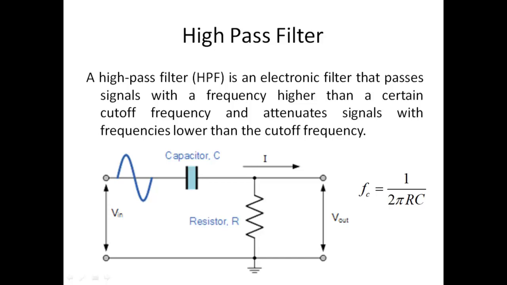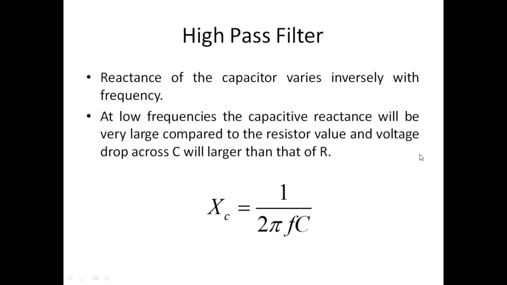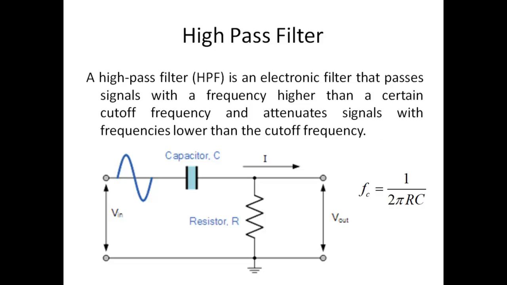So a high pass filter is an electronic filter that passes the signals with a frequency higher than a certain cutoff frequency and attenuates the signals with frequencies lower than that. Okay, so over here, in the earlier class we had studied that the reactance of the capacitor is inversely proportional to the frequency of the input signal. So if the frequency is high, the reactance will be low. If the frequency is low, the reactance will be high. That means in this particular circuit, for all the high frequency signals, the capacitor will behave like a short circuit, and for all the low frequency signals, the capacitor behaves like an open circuit.